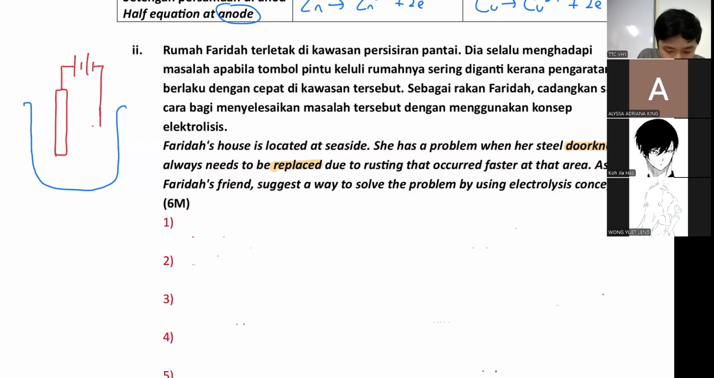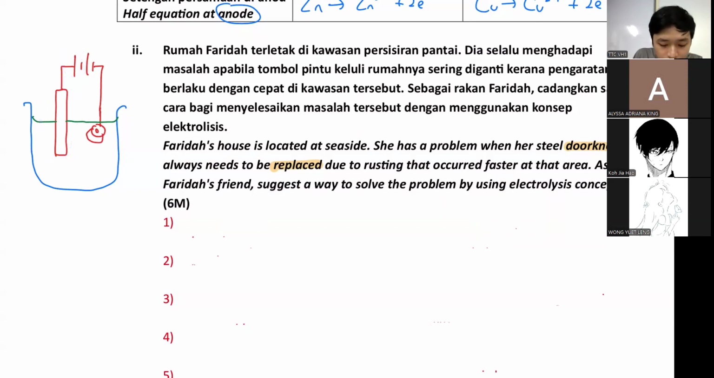Doorknob. I'm not sure how to draw a doorknob, but okay, they did ask you to draw. So don't worry, I'll show you. Okay, so it looks like this. You have to connect the positive terminal to the sacrificial metal.